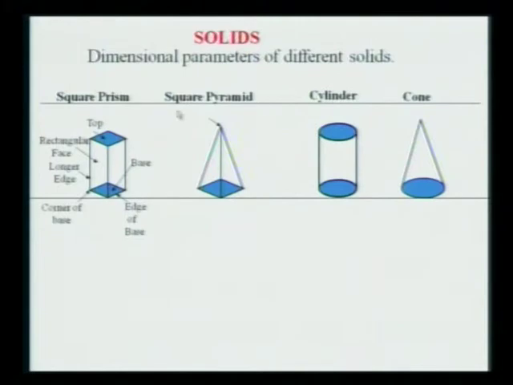Okay, then in case of a square pyramid, what is this point? It is an apex, then this is a slant edge, then what is this? It is a base, then this is the edge of the base, then this is the corner of the base.